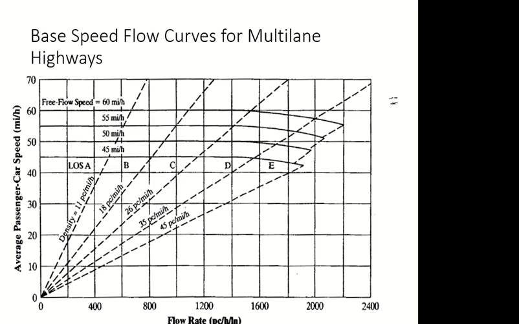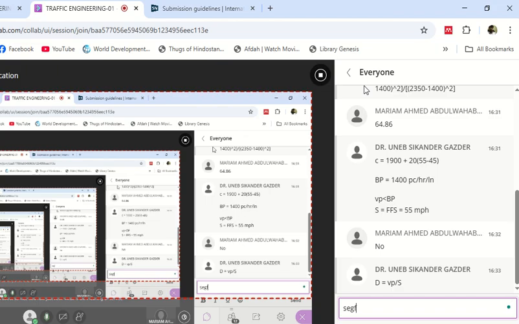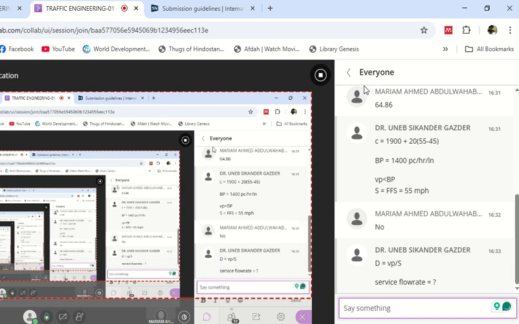I told you about service flow rate just now. What is the meaning of service flow rate? Remind me. How did we define service flow rate? Anyone? The meaning of service flow rate. I told you today, in this lecture.